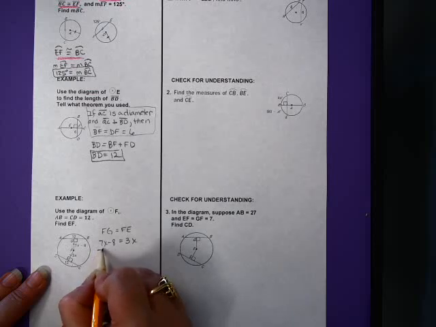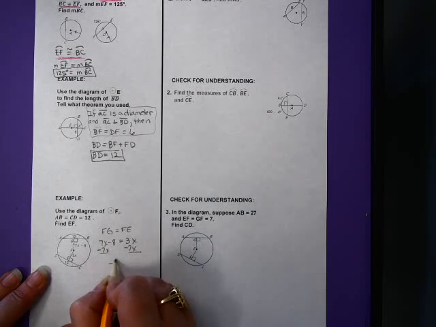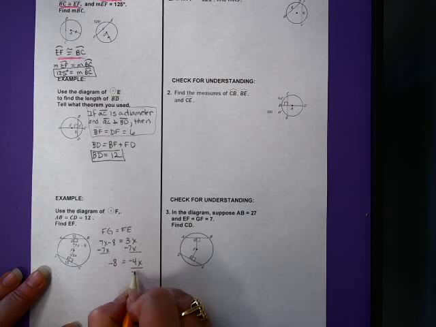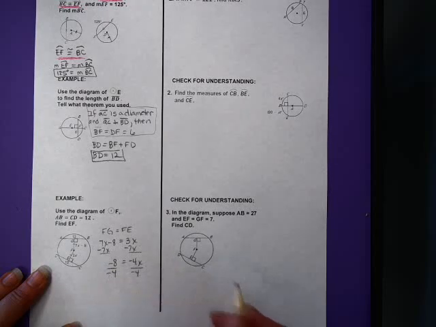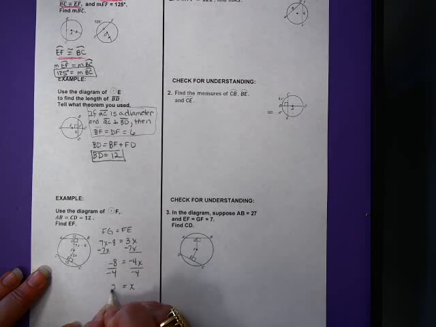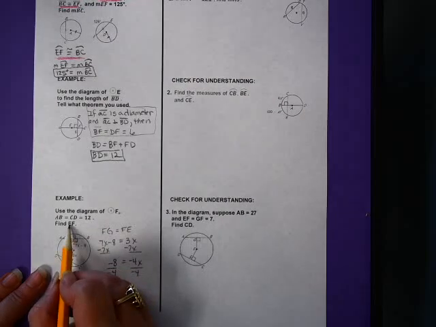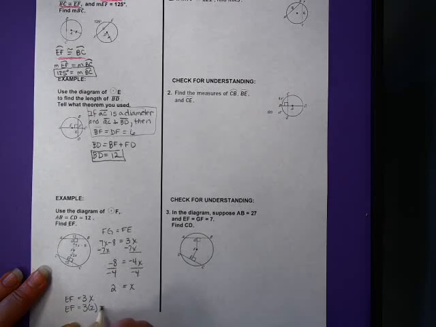I'm going to subtract 7x from both sides. I get negative 8 on the left equaling negative 4x on the right. Now I'm going to divide by negative 4 on both sides, so I get x equals 2. Alright, but that's not what they wanted. Remember, they wanted the length of EF. Well, EF is equal to 3x. So EF is equal to 3 times 2, which is 6.